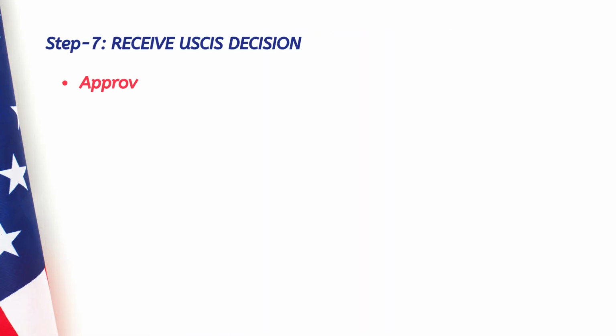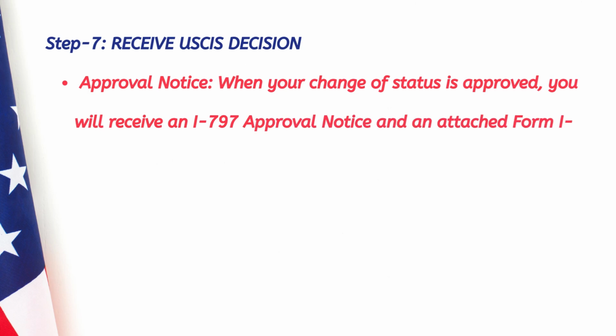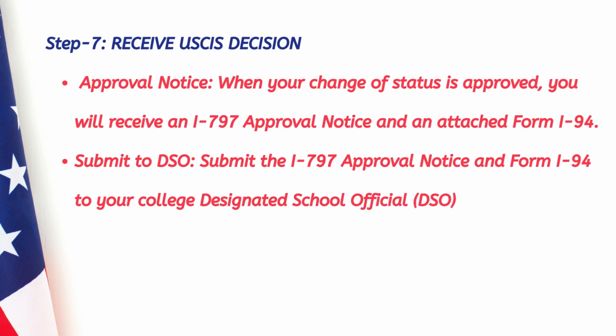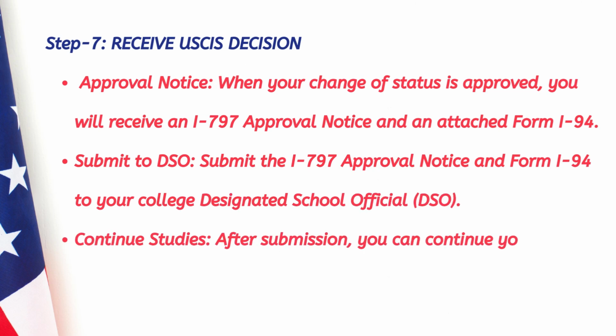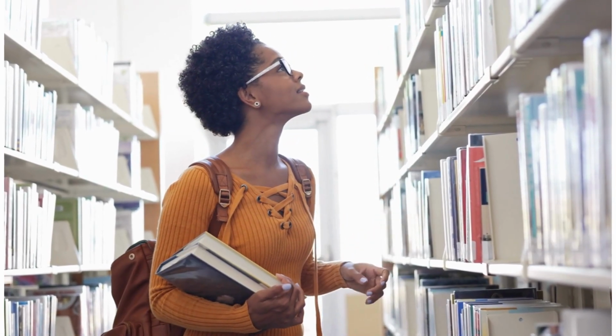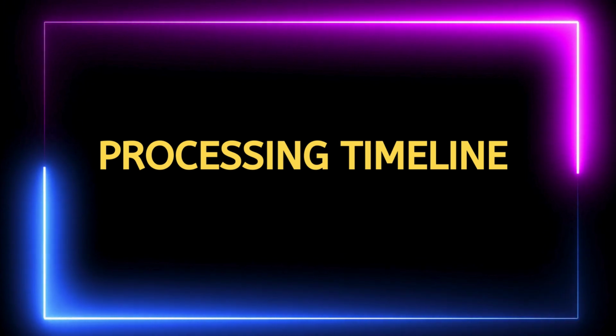And at last, if your change of status is approved, you'll get an I-797 approval notice along with an attached Form I-94. Submit these to your college DSO, and then you'll be able to continue your studies under the new F-1 status. Now friends, let's look at the processing timeline.